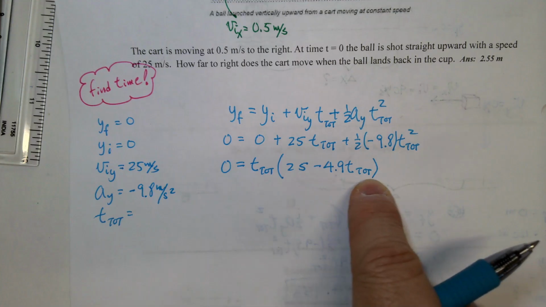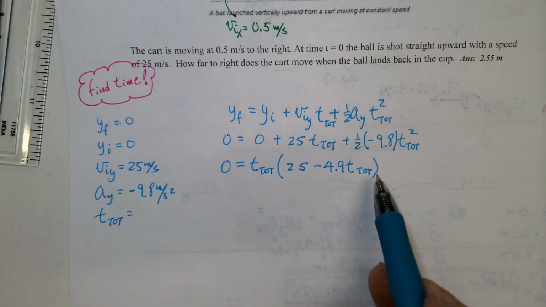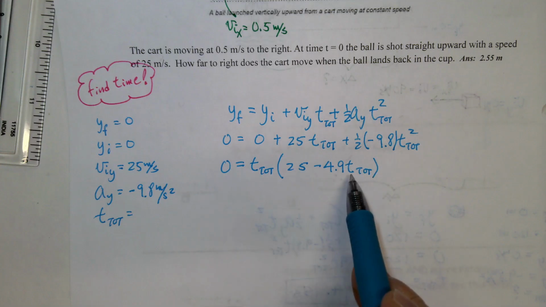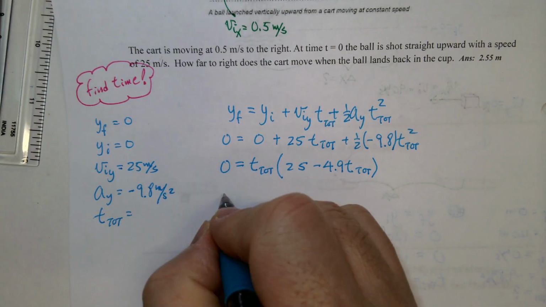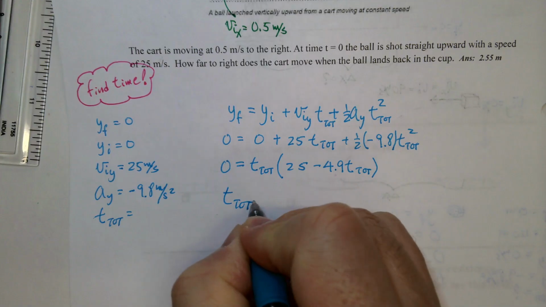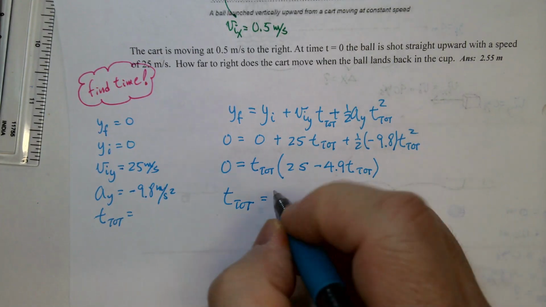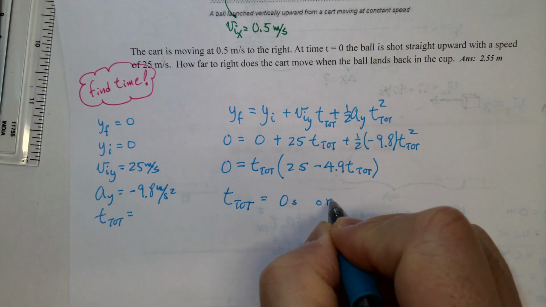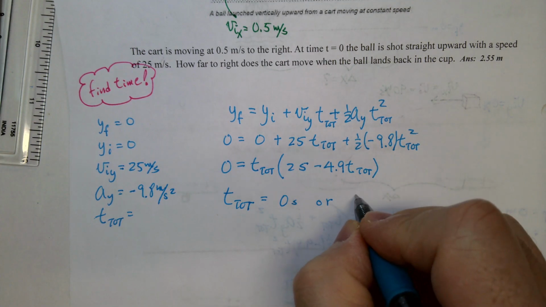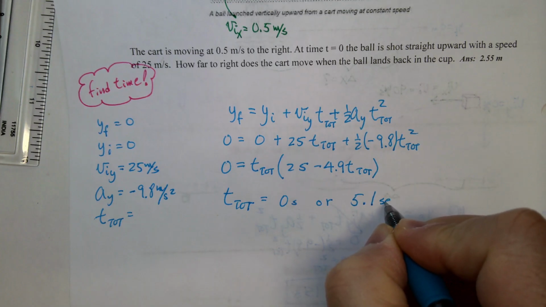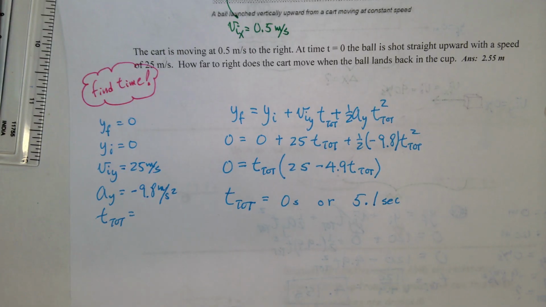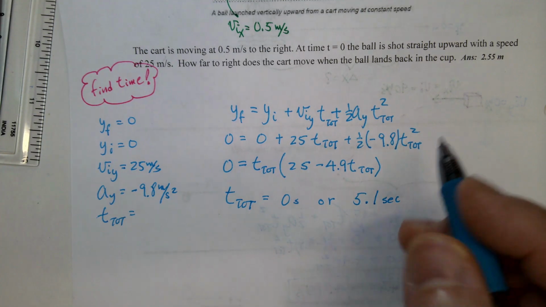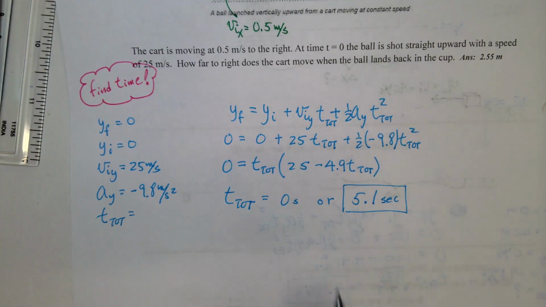Or you could set this parentheses equal to 0, and when you set this parentheses equal to 0 and solve for time, it doesn't matter what this is, it'll be a 0. So my t total is equal to simply 0 seconds, or, right, 5.1 seconds. Okay, that's 25 over 4.9. So most likely I would use this.